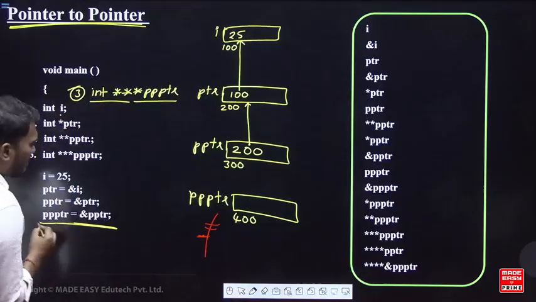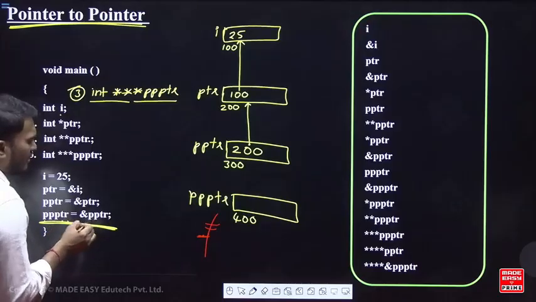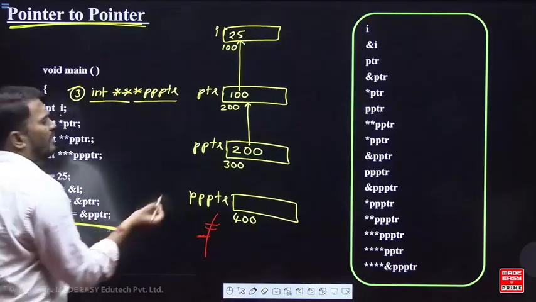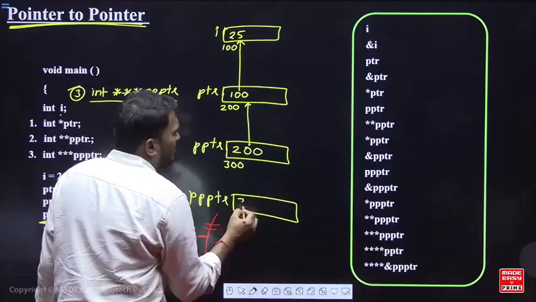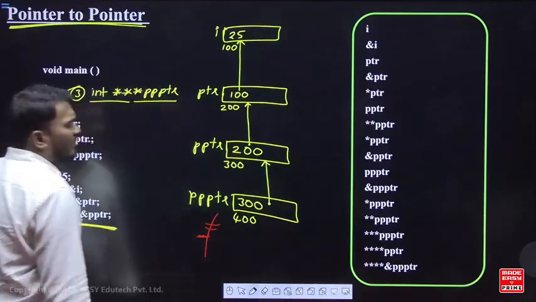So now look at here. Third statement, look. In PPTR I am saying address of PPTR. So address of a double pointer. That is fine. Address of PPTR is 300. If I store it here, it started pointing to this.